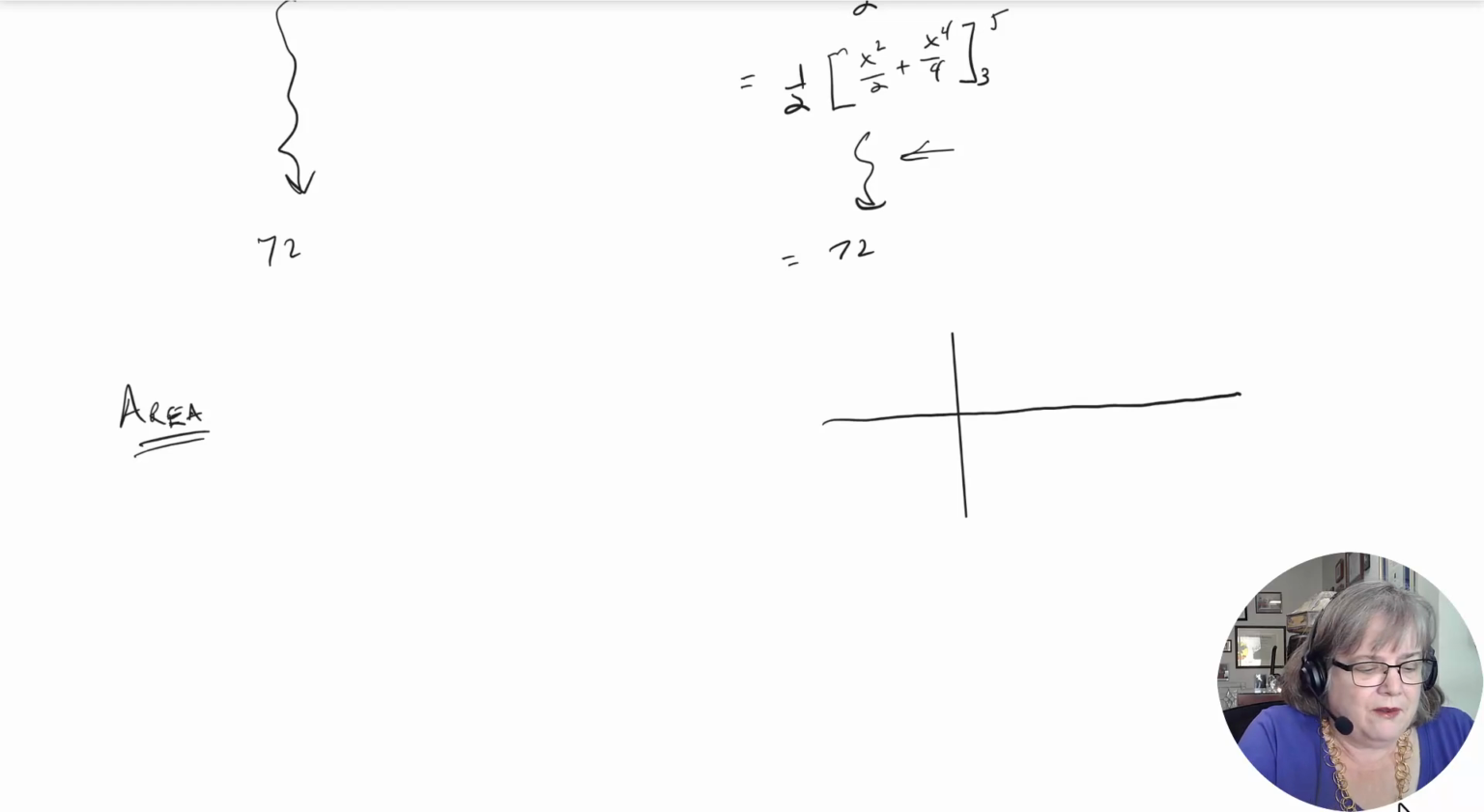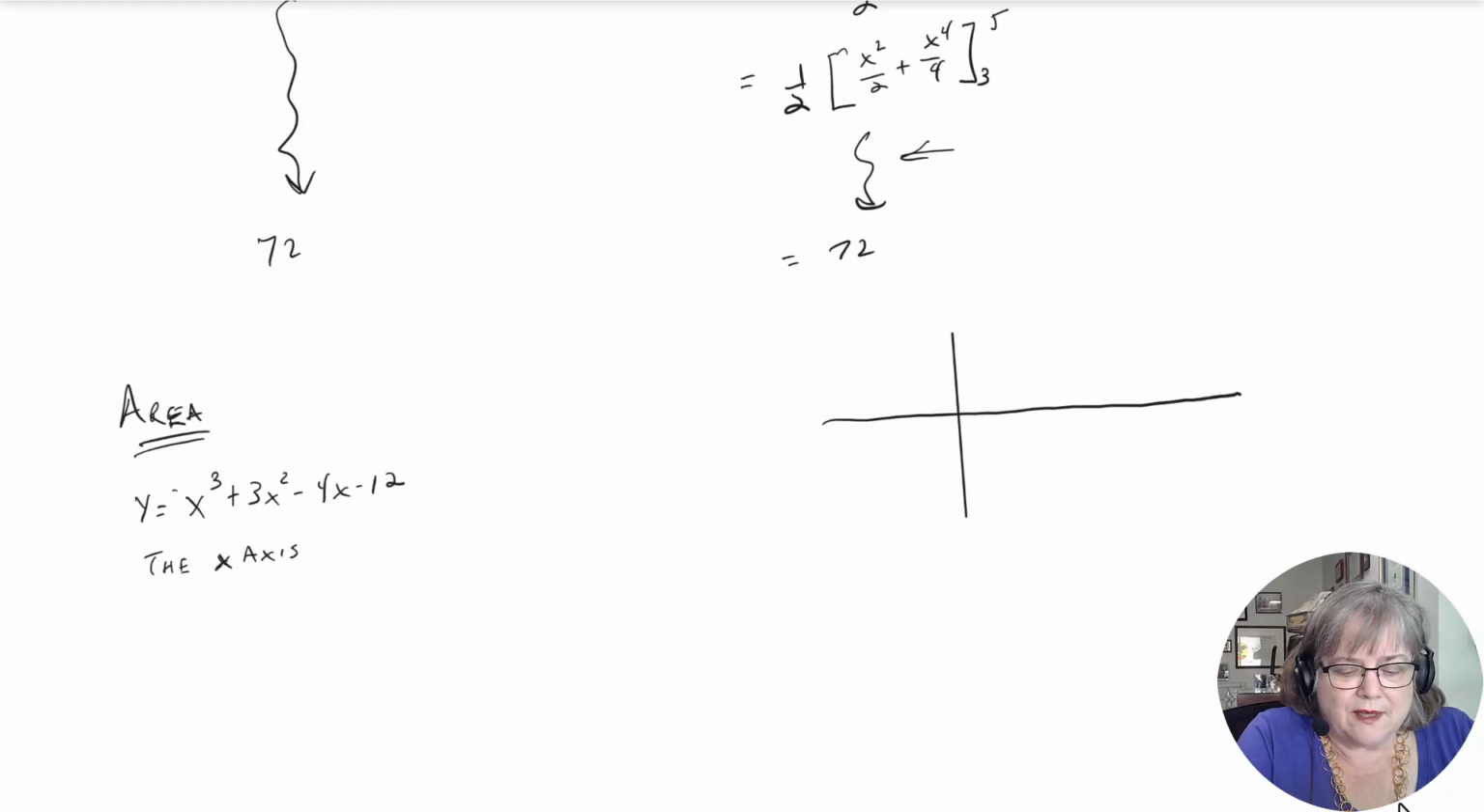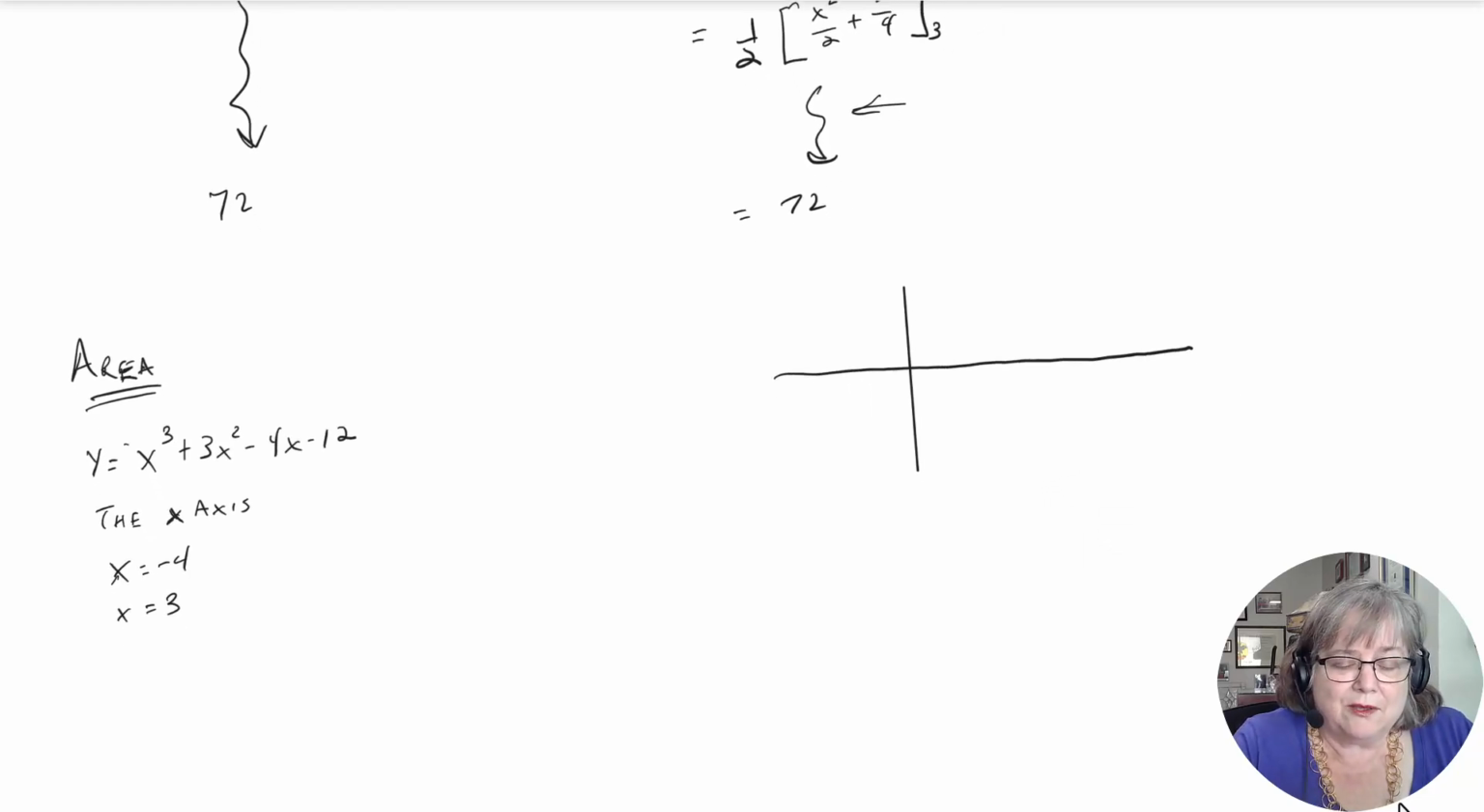So if you had finding the area bounded by y is equal to x cubed plus 3x squared minus 4x minus 12. So you want it bounded by that, the x-axis, which could be y is equal to 0 is another way to say the x-axis. X is equal to -4, and x is equal to 3. So they're wanting you to find the area bounded by all of that. So as soon as they say area, though, I'm thinking, I'm going to have to graph this. So let's talk about x cubed plus 3x squared minus 4x minus 12.